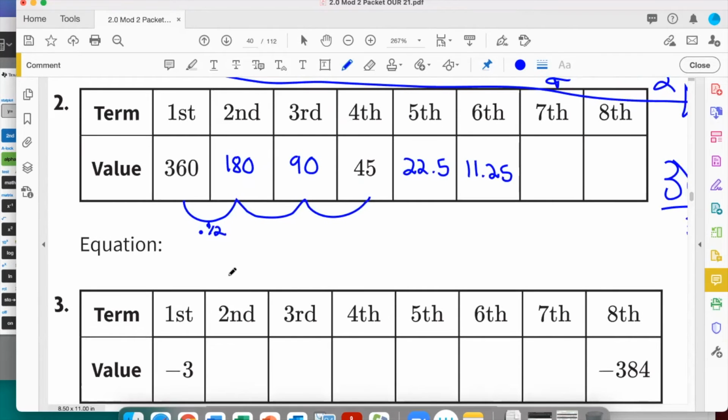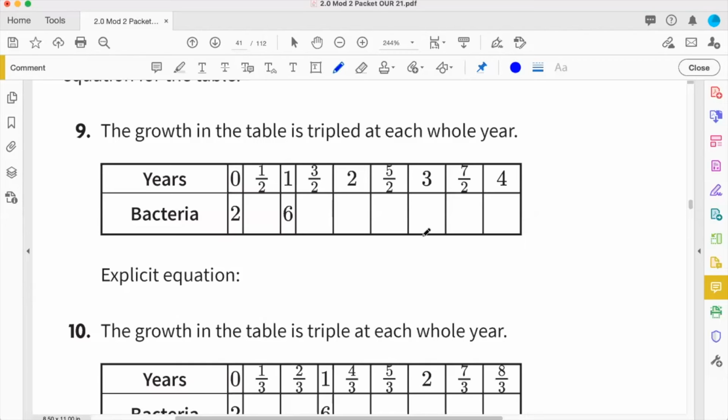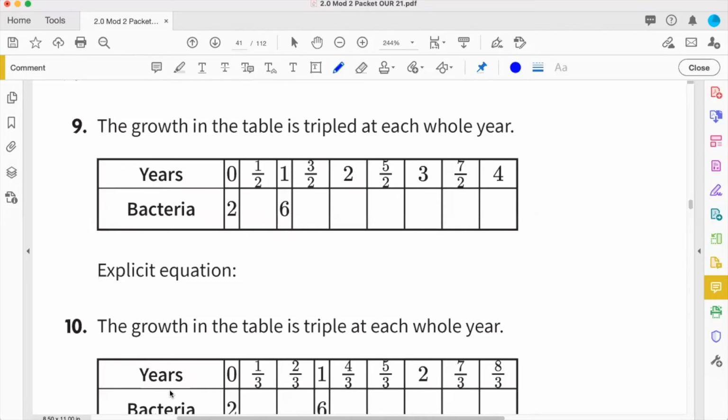So if we hop to the equation, starting at 360, we keep multiplying by 1/2, x minus 1 times. Boom, there we go. Stuck on anything? Let me know. Let's keep going.